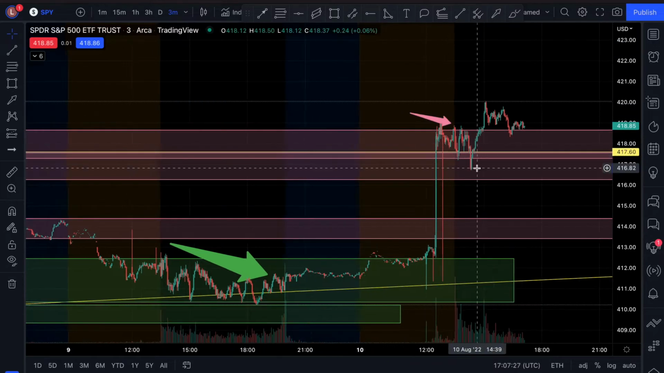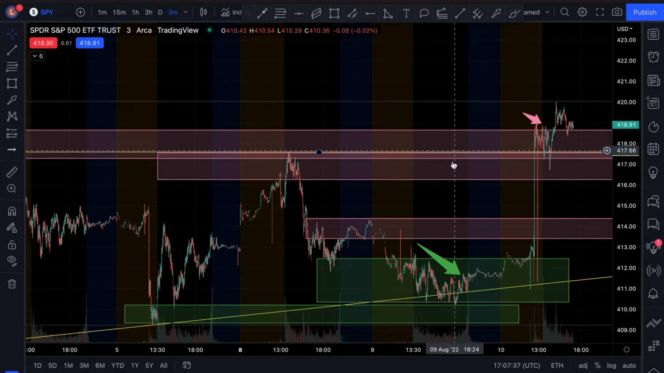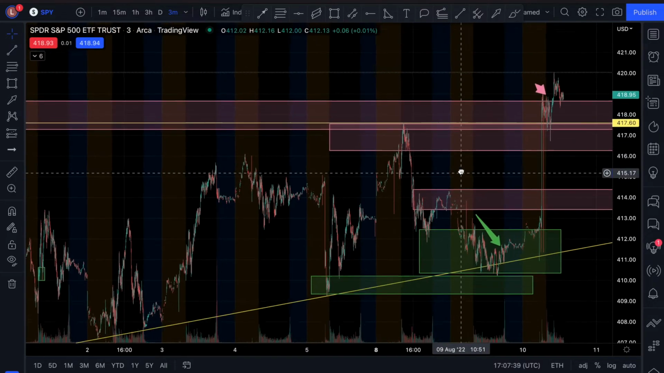And yeah, that's pretty much the trade I took. I made 140%. I did the math. I thought it was 120, but it was actually 140. So pretty good.